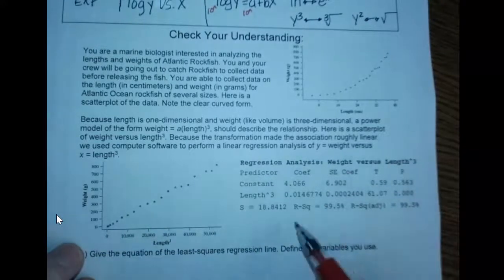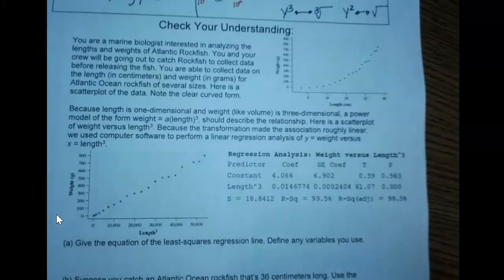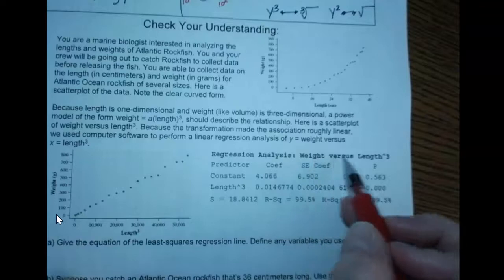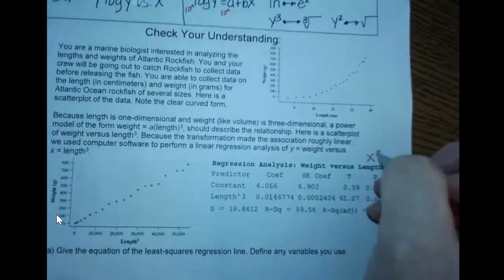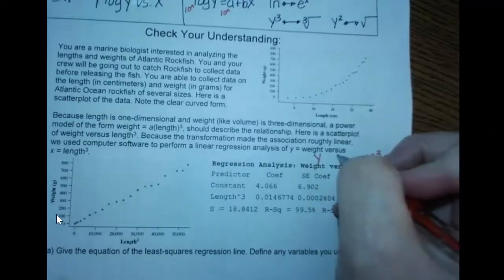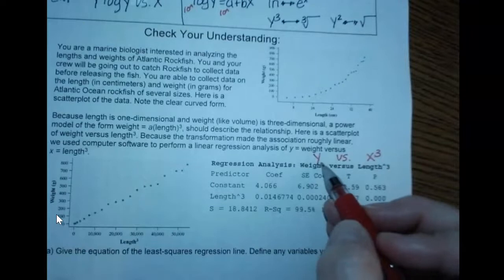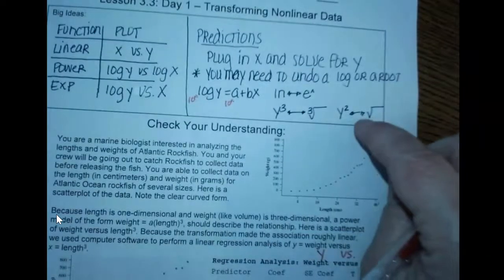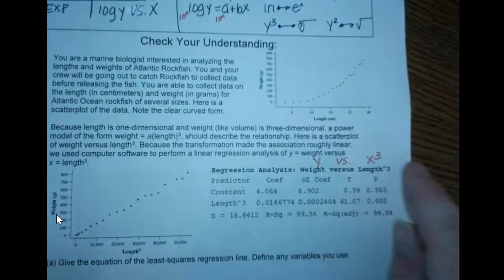And here's our summary statistics. So you see these a lot on the AP exam. So let's kind of look at what we've got going on here. This says weight versus length cubed. Well, length is an x value. So we're saying y versus x cubed. Nothing's happened to the y. That means we're not going to have to undo like we were talking about up here because they haven't done anything to the y. It's just going to remain y.